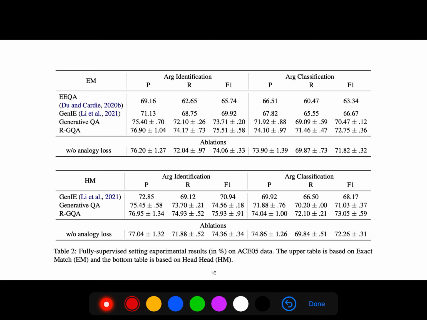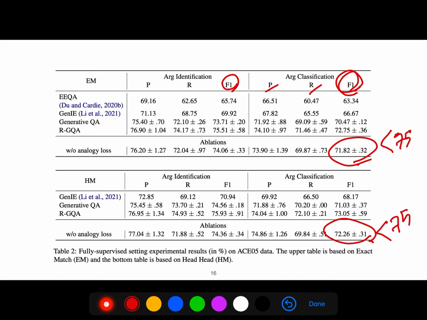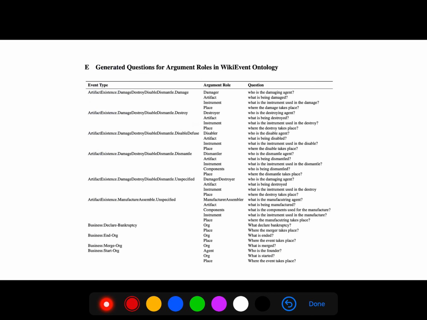As you see, for argument classification, precision and recall are of course important, but the F1 score is still below 75, even if we use analogy. And this is for the ACE 05 data. So you can expect that for biomedical text it is even worse, because that is much more complex.